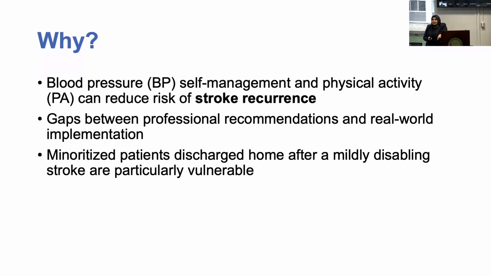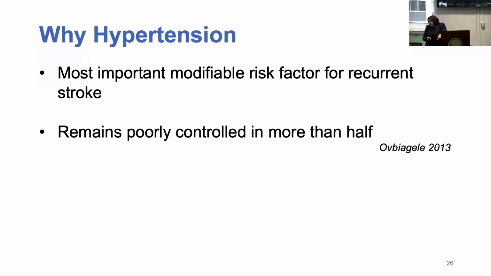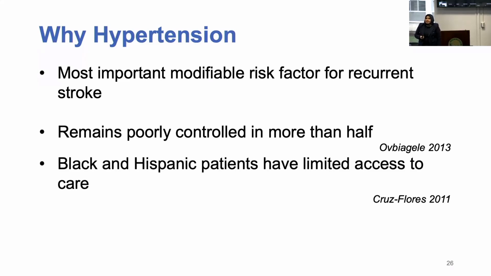Now, what's a mildly disabling stroke? That, you know, again, plays a role in why we're thinking about these modifiable risk factors specifically for this population. And again, talking about hypertension is the most modifiable risk factor. We know specifically that it remains poorly controlled in more than half. And Black and Hispanic patients have limited access to care. So perhaps the care piece beyond the individual level is factoring in for them.